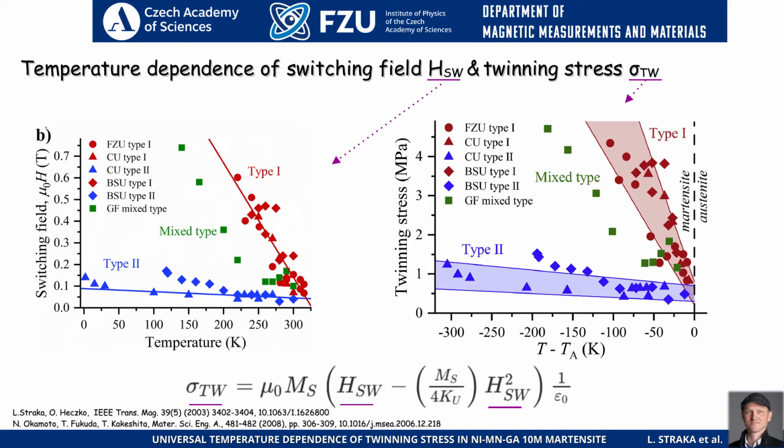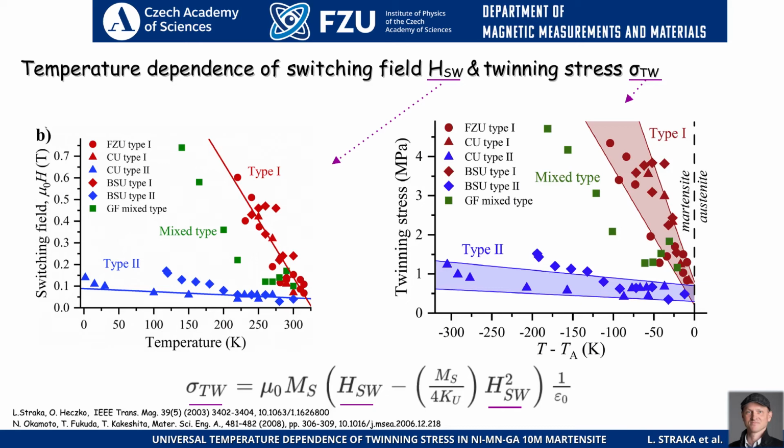So what we see is that we really have three characteristic regions. Type 1 twin boundaries show a large slope, so a large increase of twinning stress with decreasing temperature. Type 2 twin boundaries show a very small increase of twinning stress with decreasing temperature. And we have the mixed type twin boundary, which is somewhere in between.